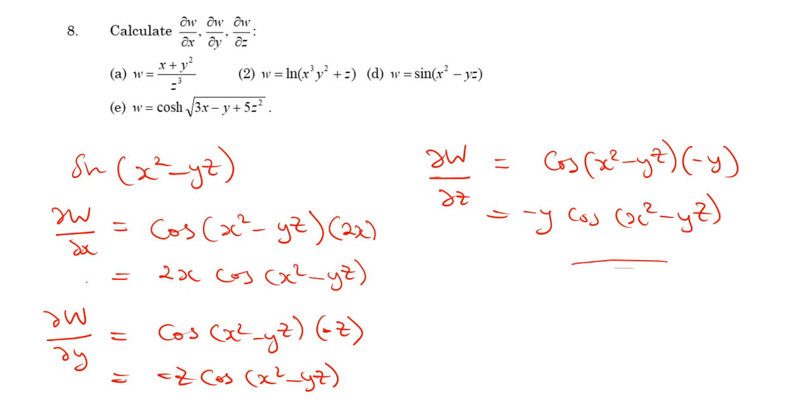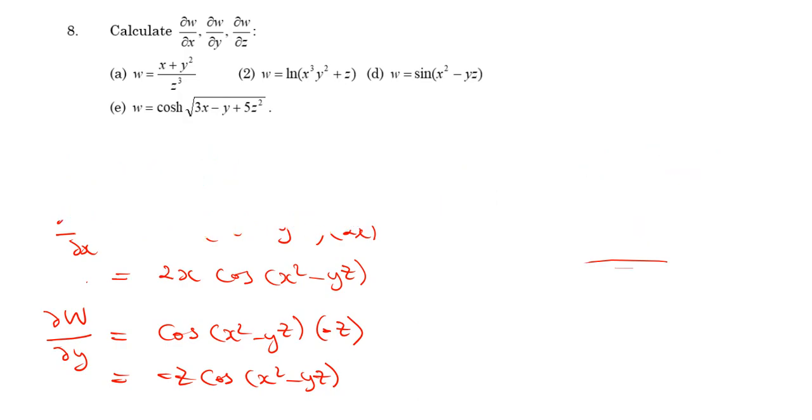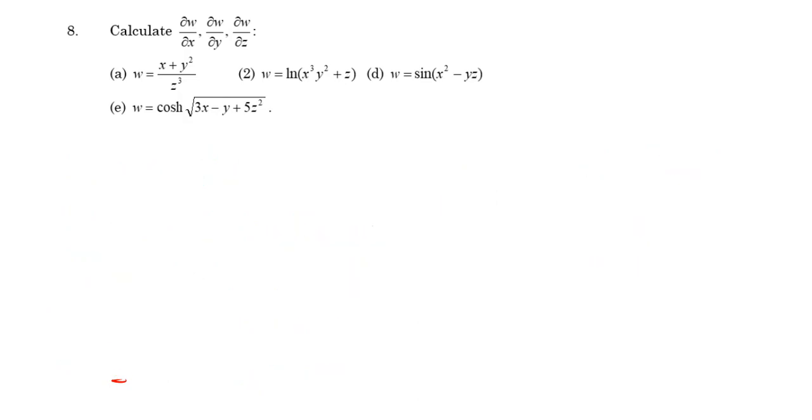Okay, this leads us to the last question. So you have that w is going to be cosh of the square root of (3x minus y plus 5z) squared. So how do we do this one?